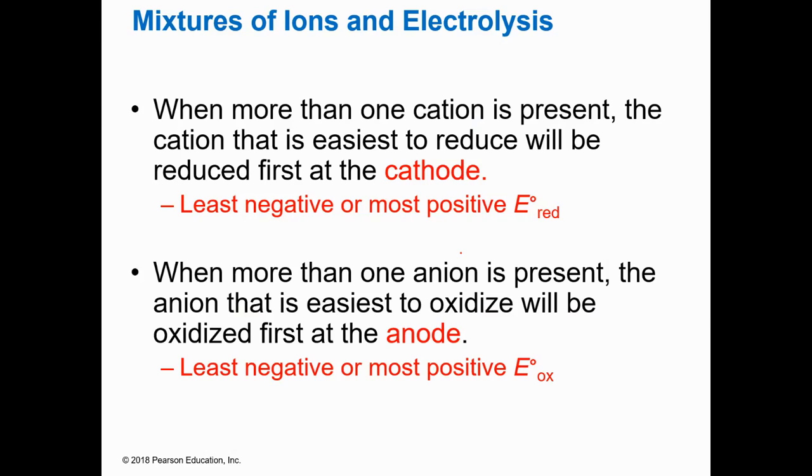So when we have mixtures of ions and electrolysis, the cathode is the least negative or most positive, and the anode is the least negative or most positive. Hang on, something's wrong. Oh, because they're flipped. It's weird to read them that way. But remember, the table you have is a reduction table. So for the cathode, it's the least negative or the most positive.